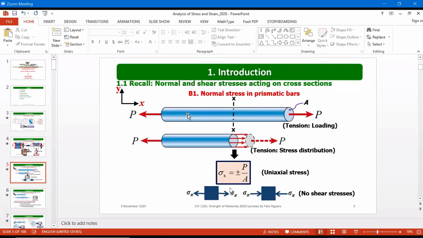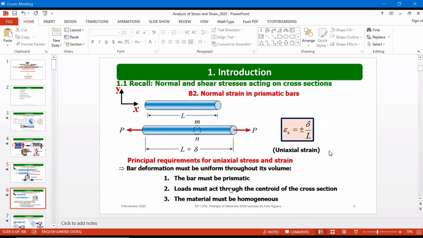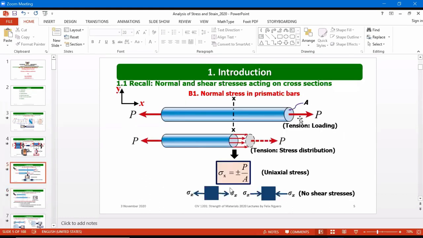made up of different cross-sections. Over one length, you have a constant section, and then over another portion of the bar, you have maybe a larger cross-section. So for each portion of the bar, these conditions apply as well. So the bar must be prismatic, and then the loads must be acting through the centroid of the cross section, whether it is tensile or compressive.